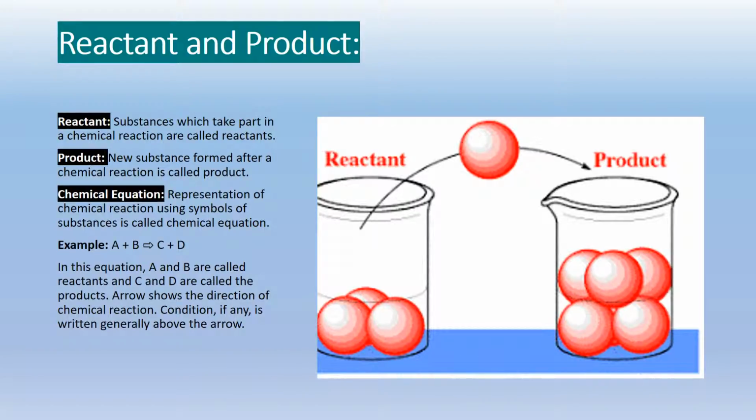Example: A + B → C + D. In this equation, A and B are called reactants and C and D are called the products. The arrow shows the direction of the chemical reaction. Conditions, if any, are generally written above the arrow.